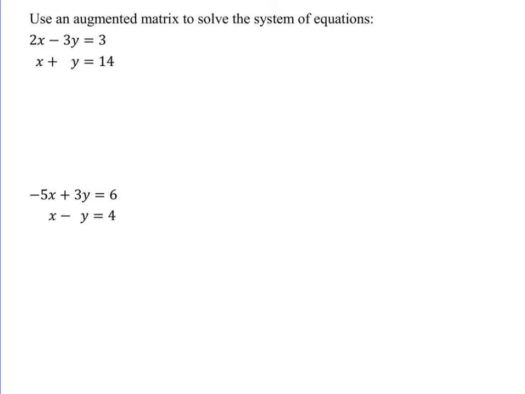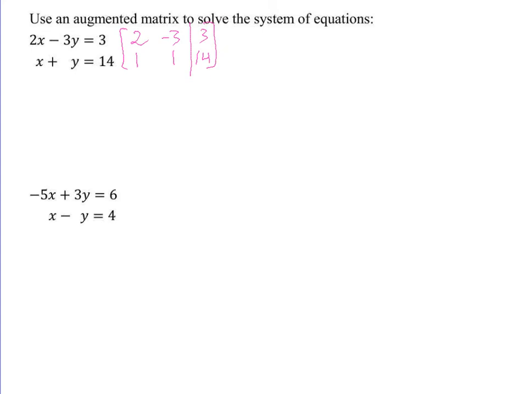Okay, so we have a couple systems of equations here. We're going to use matrices to solve. So we're going to have to create an augmented matrix first, and then we'll use row operations to reduce this thing down to an identity matrix and an augmented answer matrix. Okay, here we go. The augmented matrix will be 2, -3, my bar, and then 3, 1, 1, and 14.